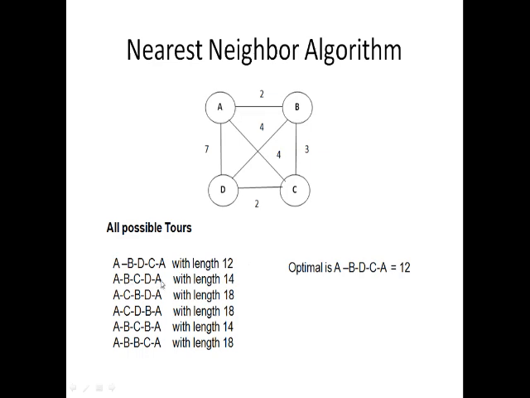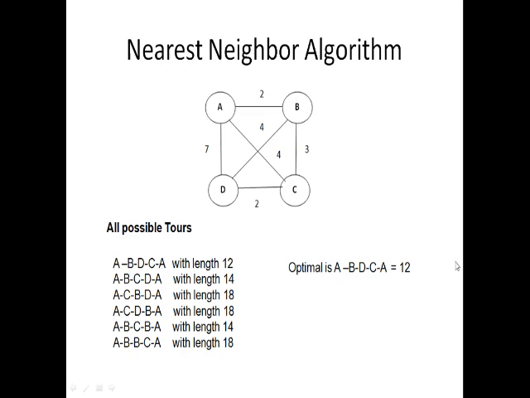This also satisfies the constraints of the traveling salesman problem. This also satisfies the conditions. This also satisfies the conditions. Among these four values, we get 12, 14, 18, 18. The minimum will be considered. So this is the minimum, and the optimal will be A, B, D, C, A, because this is the minimal.